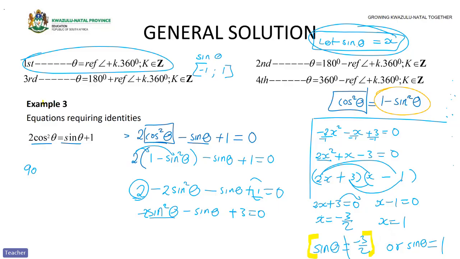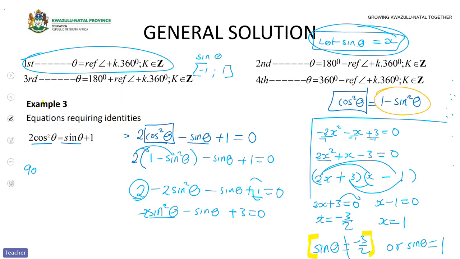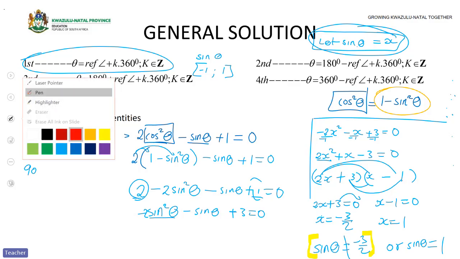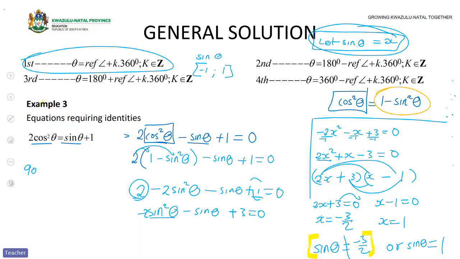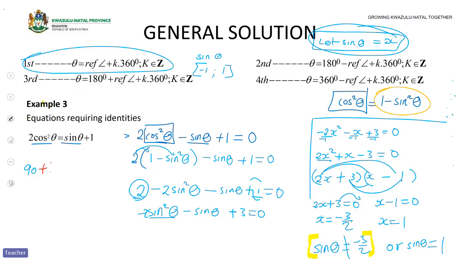Then with theta, our theta is going to be 90 plus k times 360, where k is an element of all integers. So I'm just writing 90 plus k times 360, where k is an element of all integers. So that will be our solution. Now let us move to the next one.